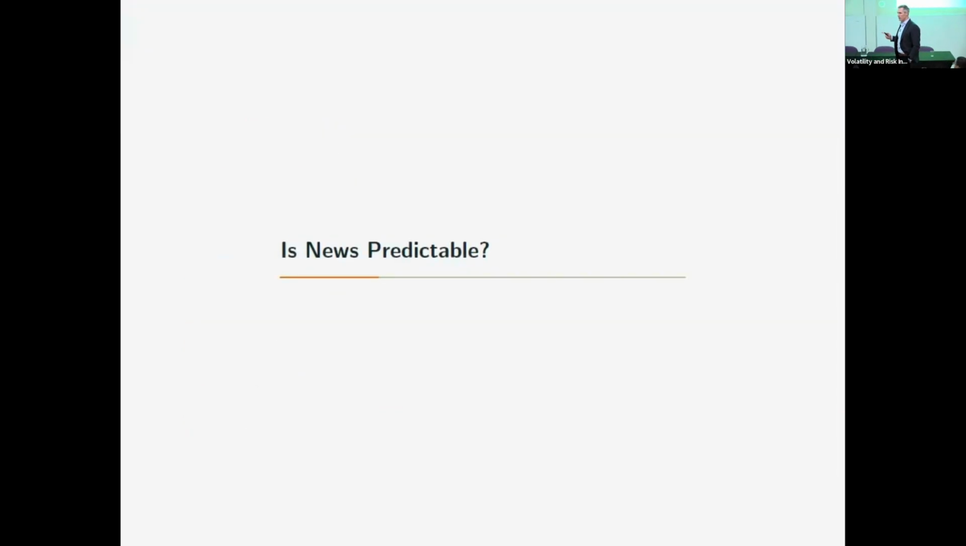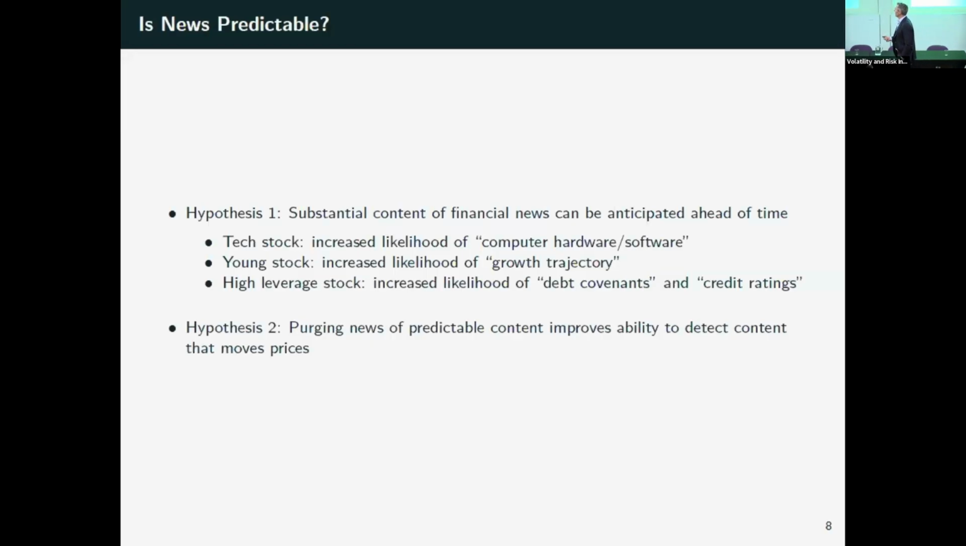What we point out in this paper is that news itself is highly predictable. The early paper was talking about using news to forecast stock returns. But the news itself is not really news. Some of it's news, but some of it is stuff that we kind of knew was going to be talked about. So you can think about the hypotheses in this paper as being things like, well, I bet that substantial content of financial news is predictable ahead of time. For example, if there's an article that comes out about a tech stock, I can make a good probabilistic assessment that there's going to be discussion of computer hardware or software or something like that. It's going to be a higher probability that type of word shows up in an article about a tech stock than, let's say, an industrial stock. This is predictability in news. It's just a really simple statement that not all news is news.